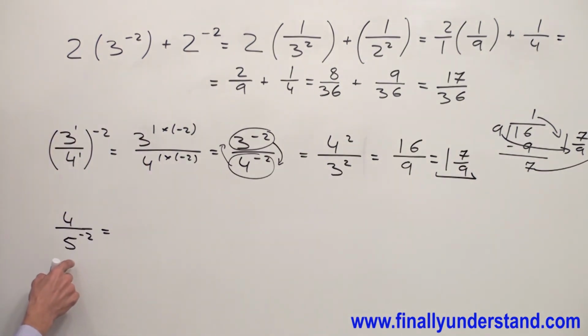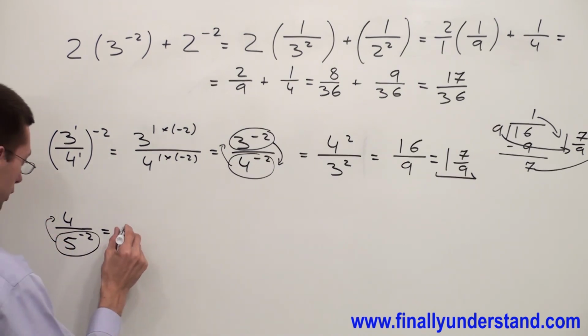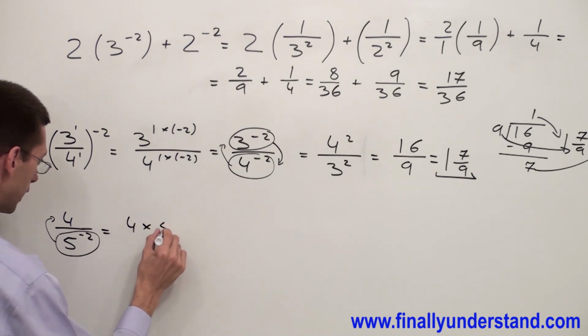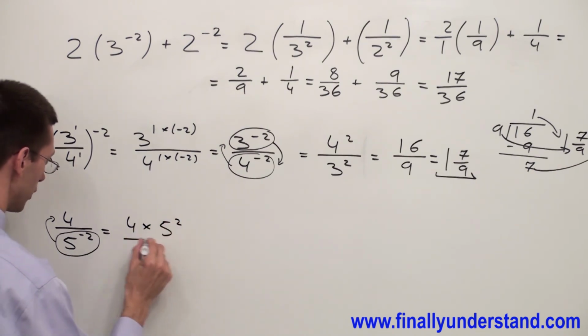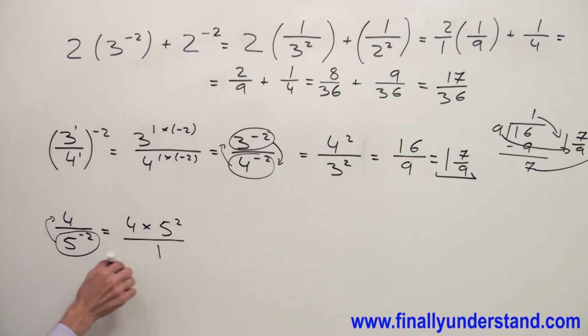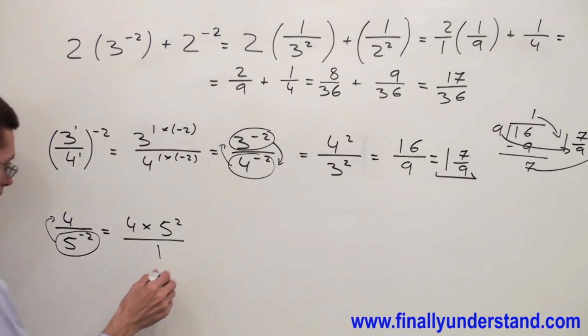Let's take a look at the third example. We have negative exponent in the denominator. Okay, we said anytime we want to eliminate negative exponent from the denominator, we have to take the whole number and bring it to the numerator. Okay, so I'm going to have 4 times 5 to the second power over 1. Remember, anytime you are going to take everything from the denominator, 1 is going to always stay in there.